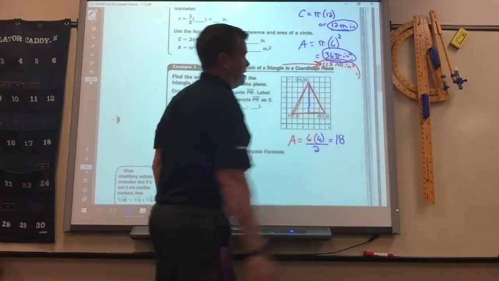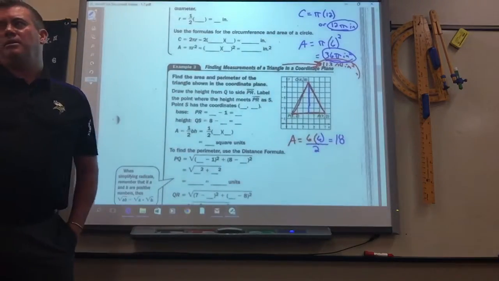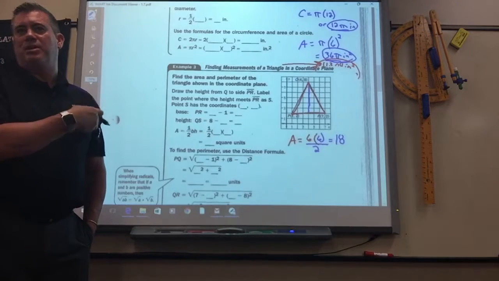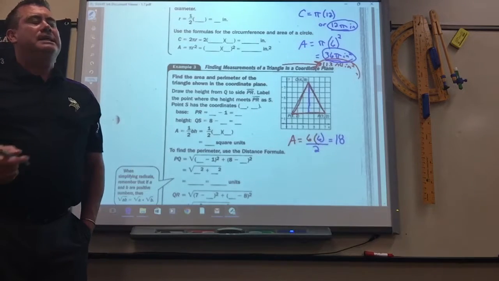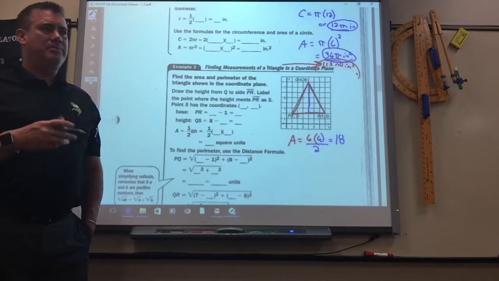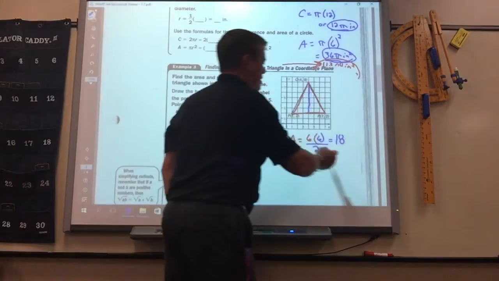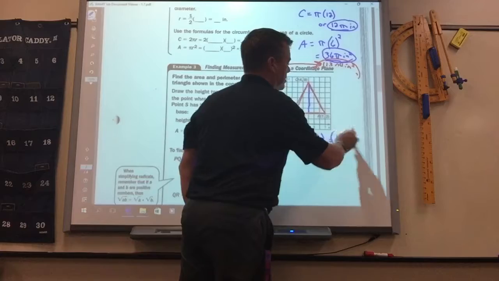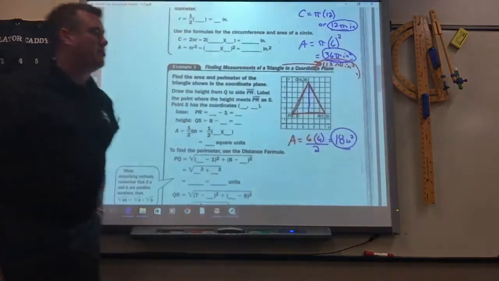So it's just 18. Now, if there is no label, you don't have to label them. Same thing in all your assignments all year long. If you want to get in the habit of always labeling to make sure you get them right, if there's nothing on there, you just put U squared for unit squared.